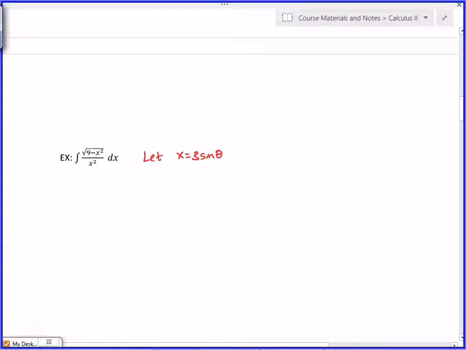Right, because you see a square root of something minus x squared. So by my suggestion, we're going to now replace this with a squared is 9, which means a is 3. So that's how we get x equals a sine theta. We're going to use 3 sine theta.